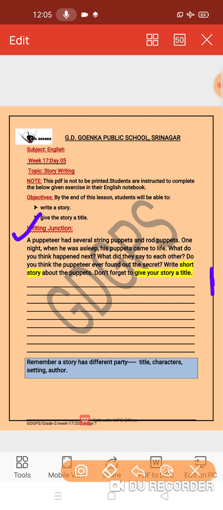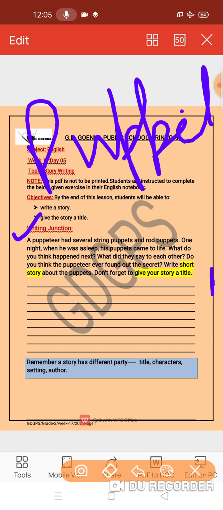So what do you have to write? You have to write a story about a puppet. You have to imagine and think. There's a puppeteer who had several string puppets and rod puppets, and when he was sleeping, his puppets came to life. Then you have to write your story in your own words.